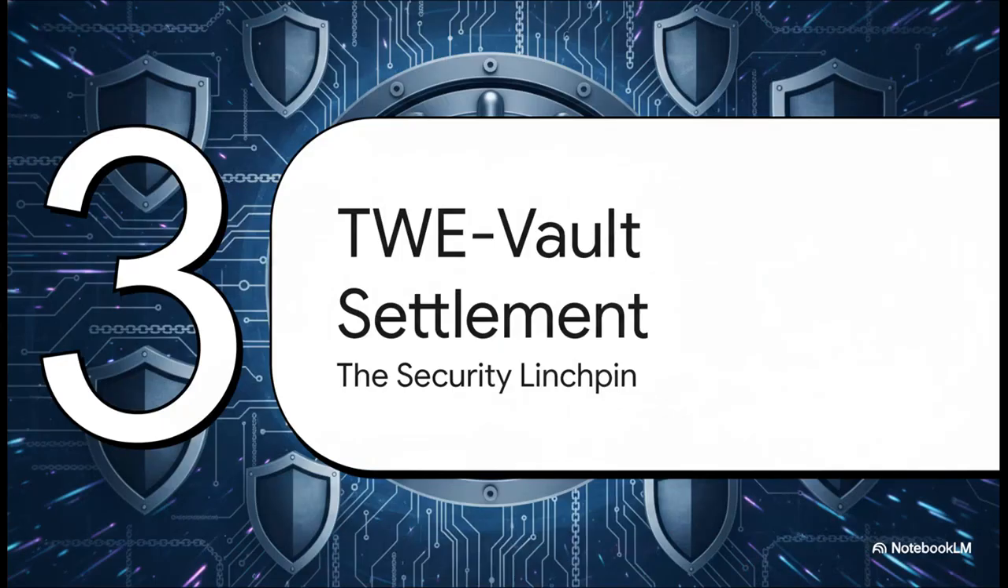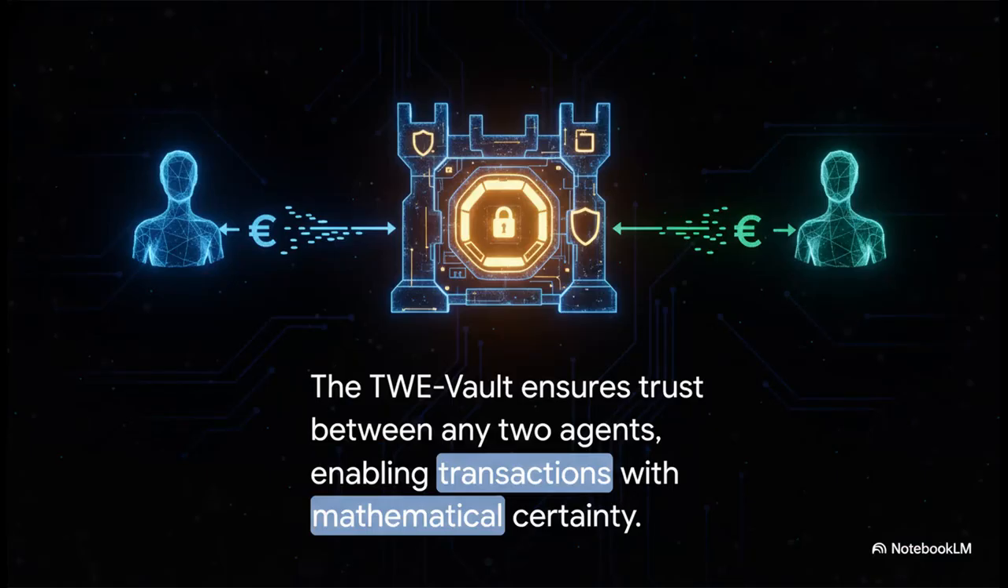Of course, all this speed and all this economic intelligence wouldn't mean a thing without an absolutely unbreakable layer of security. And this is where we zoom back in on that TWE vault. It's not just a mediator, it's the security linchpin for the entire architecture. You see, the TWE vault is the decentralized guarantor for every single transaction. It basically functions as a trustless escrow. It holds the funds securely, and it only releases them when the service is successfully completed. This is what allows any 2 agents, whether they're anonymous people or autonomous AIs, to do business with mathematical certainty. It completely removes the need for any pre-established trust.